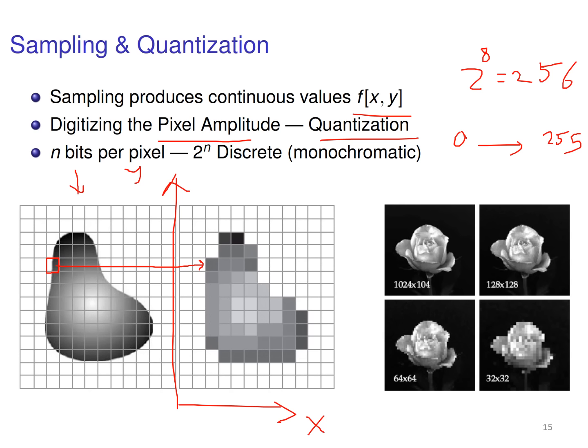So if this is 1024 multiplied by 1024, you have this image. But if you make it smaller, with bigger pixels and a smaller number of pixels, your image will be blurry like this, because you are filling the void in each pixel with the same value.